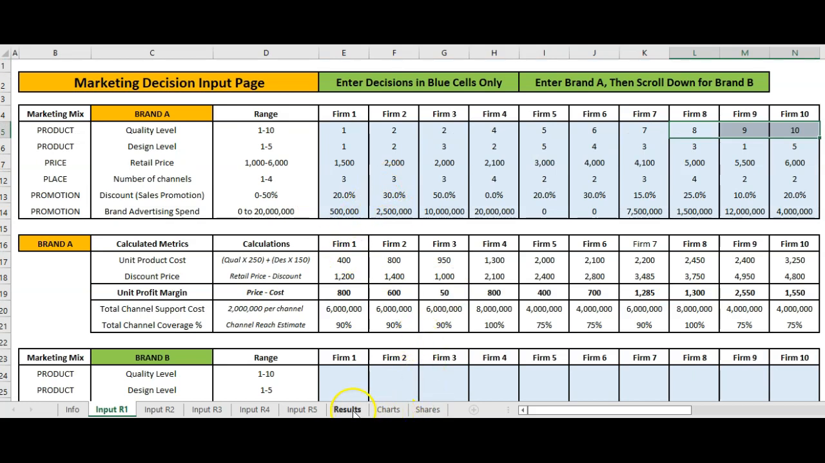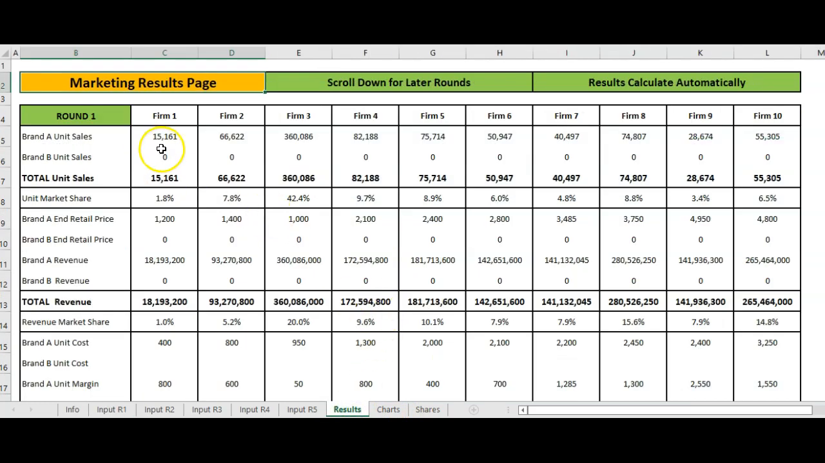So first thing we'll have a look at is the results tab. These happen automatically. So as we can see, we've got brand A and brand B. Brand B's got nothing in it at the moment. So it's all brand A, and it tells us how many unit sales, so how many TVs we've sold. So firm 3 has sold quite a lot, and the rest have sold, that's not great, 15,000, 28,000, 50,000.